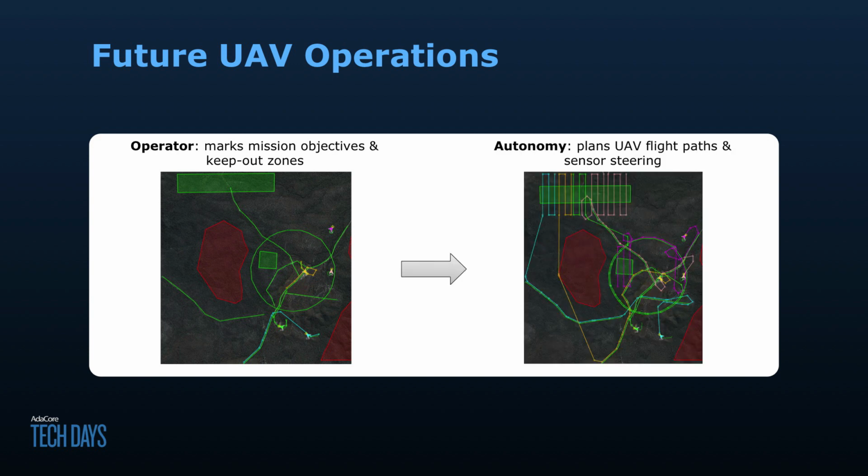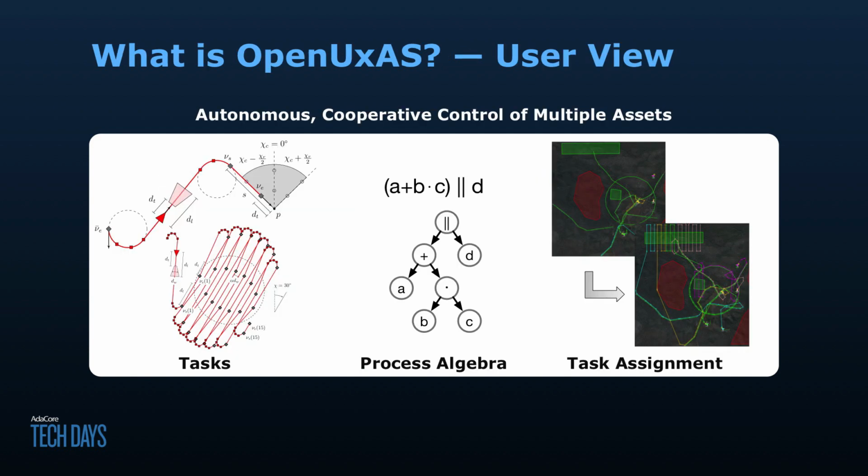Then based on this information, autonomy could consider the total set of assets available and could plan which asset is going to accomplish which part of the mission. So this is what OpenUXAS does. OpenUXAS takes tasks, which are pieces of a mission, and combines these together according to the rules of some process algebra that expresses relationships amongst the tasks, and assigns these to available assets.